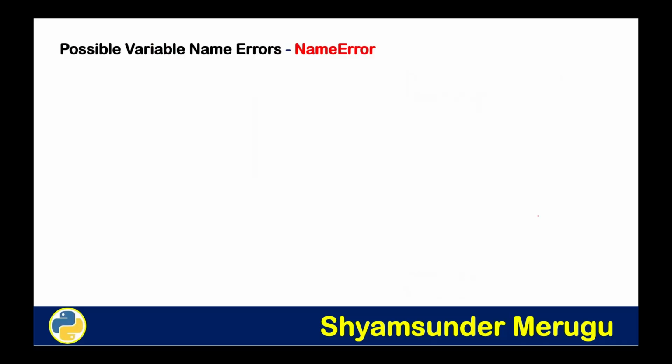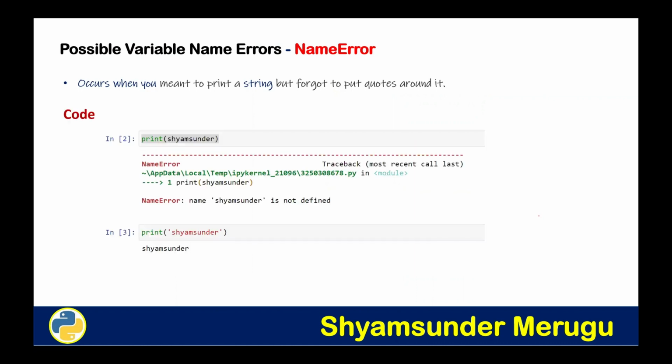Now, what are the possible errors that we may encounter while working with variable names in Python? The error occurs when you mean to print a string but forgot to put quotes around it, right? So let us take a piece of code here. Here I tried to print the string Shyam Sundar, but I forgot to keep that string in quotes. Then immediately it throws the error as expected, right? Here Shyam Sundar should be a string, right? That you can see here.